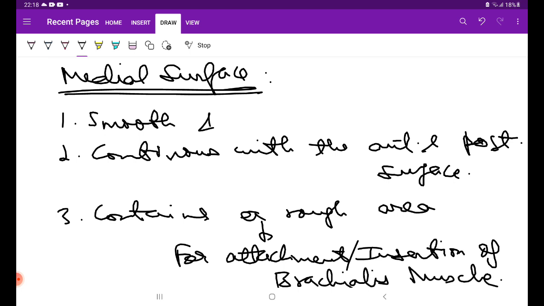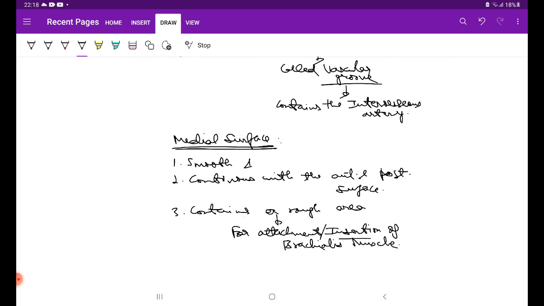What is the meaning of insertion? There are two ends of a muscle. We will discuss this in detail when we study the muscles. The first is called insertion, the second is called origin. Insertion is the most movable end and origin is the least movable end. So that is insertion, by insertion to brachialis muscle.